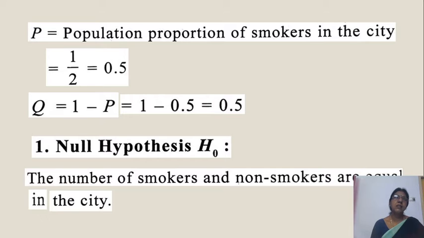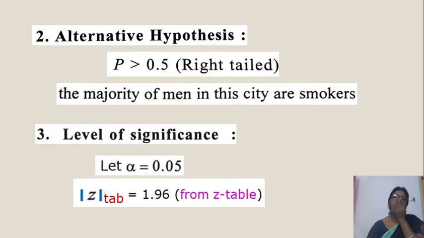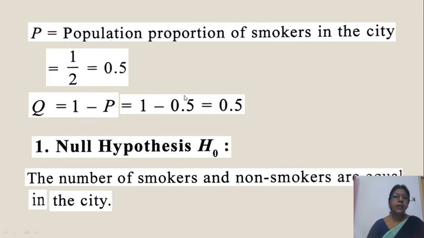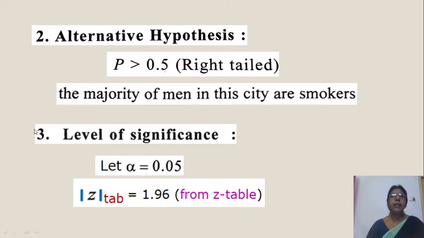Next, what is H1? H1 is quite opposite. Alternate hypothesis H1: P greater than 0.5. The majority of the men in the city are smokers. H0 says smokers and non-smokers are equal, so now we take it as not equal. So P greater than 0.5 means the majority of men in the city are smokers. Majority means more than 0.5, that is, more than half.